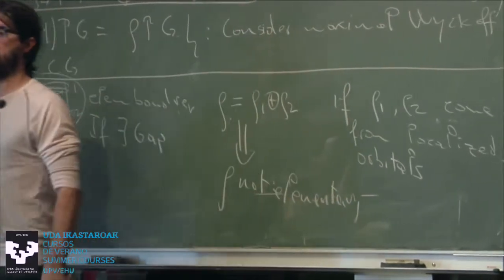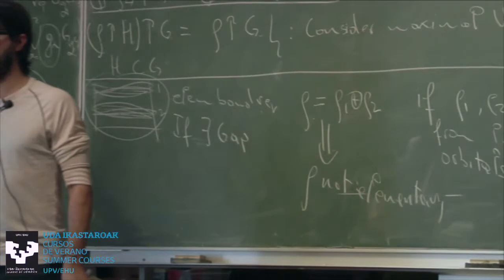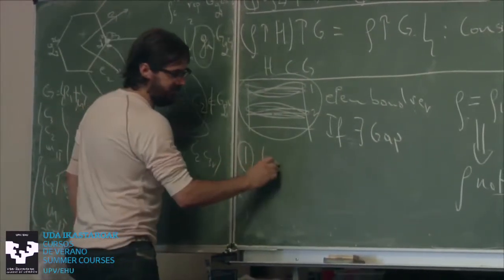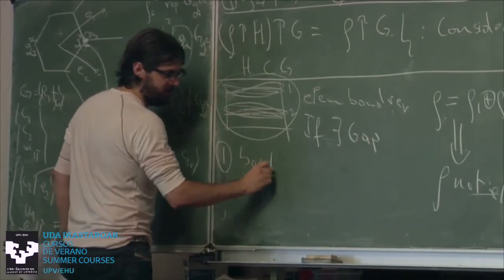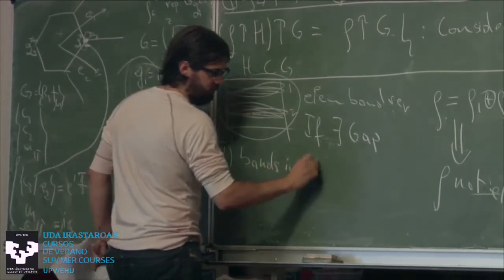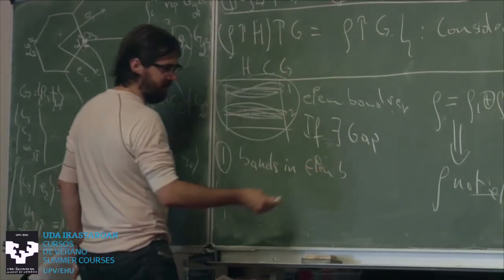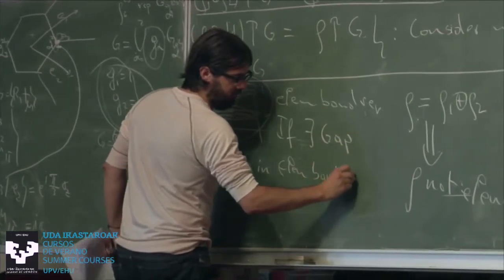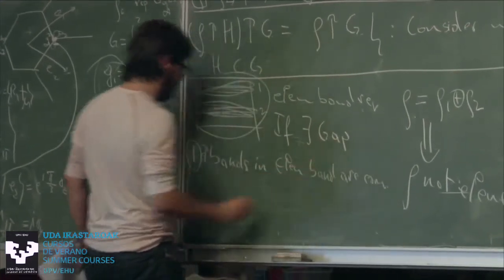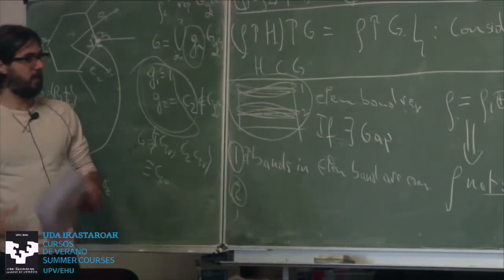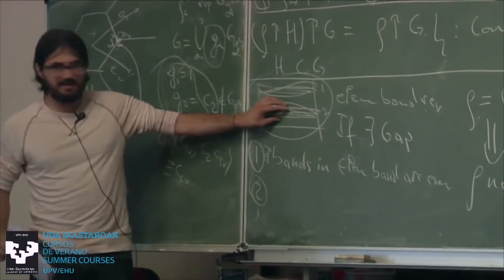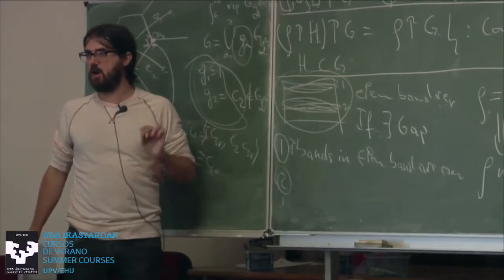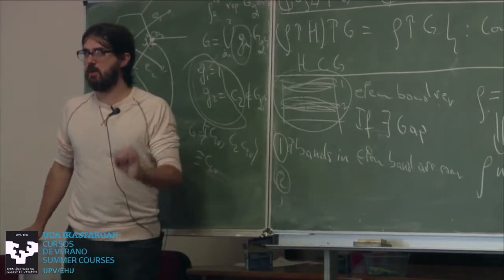So one of two things must be wrong. Either, one, bands are connected, there's no gap. Electron bands in an elementary band representation are connected. Or two, both this set of bands and this set of bands cannot be described by localized Wannier orbitals.